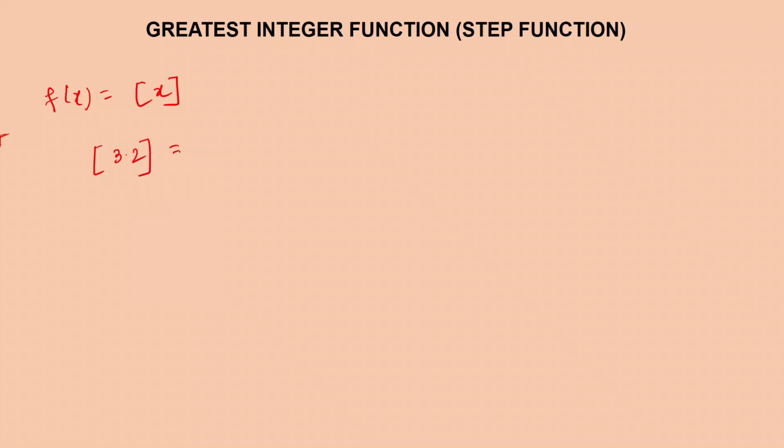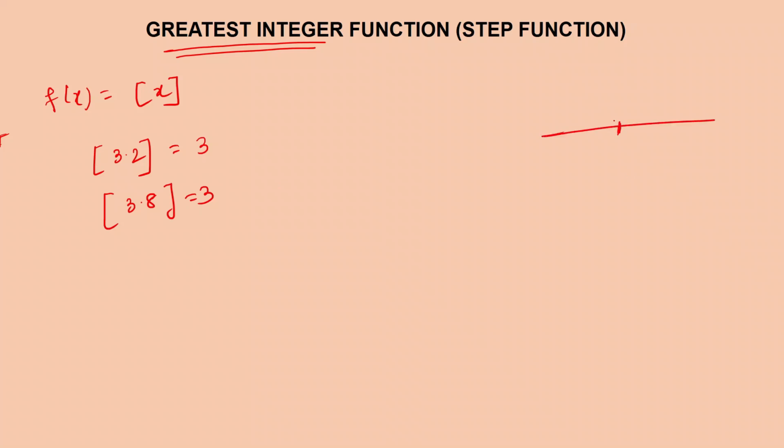So what this function will do, it will throw you 3 as output. That means it will take the greatest integer which is just less than the number. It will not give you rounded off. Say for example, if you take 3.8, it will still give you 3. So the definition says that whatever number you take, it will give you the integer just below that.